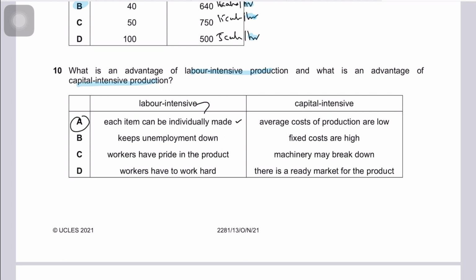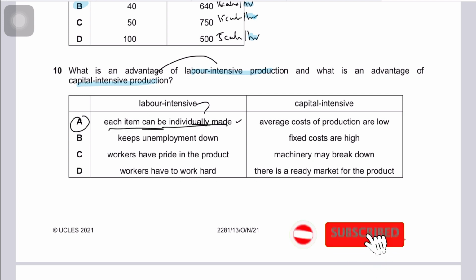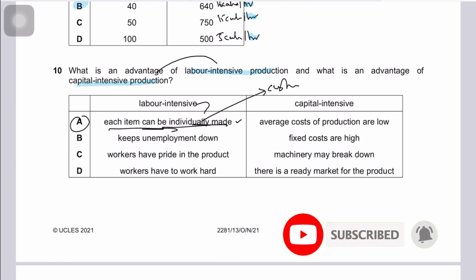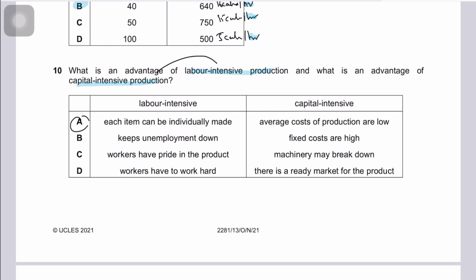Why? Because the advantage of labor intensive production would be the reason why you are doing labor intensive production, and that is that each item can be individually made, which is actually right. It means that each item is customized according to what the customer wants, because it's tailor made. Let's assume an artist who is hand painting every painting, or making according to what you want him to make. He's doing it entirely himself. So as far as labor intensive production is concerned, the labor would be customizing things according to the customer's standards. So that's an advantage.